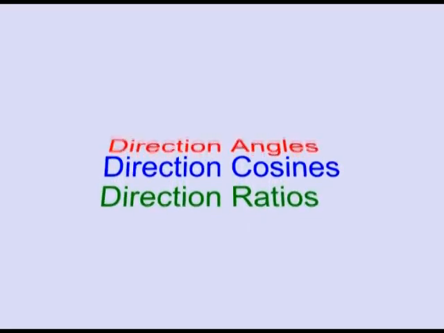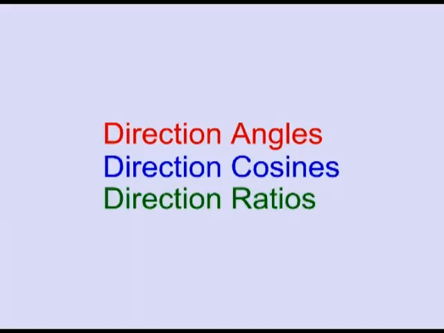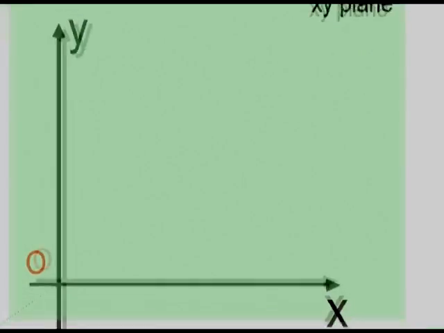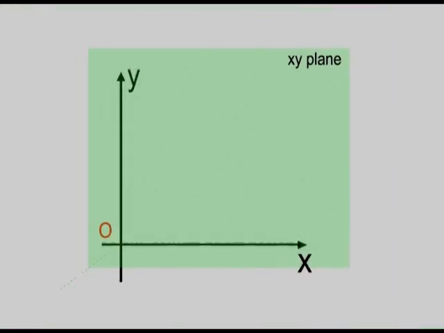In this chapter, we will explain the topics direction angles, direction cosines, and direction ratios. In two-dimensional analytic geometry, you learned about the direction of a line. A line in the xy plane through the origin has a direction angle alpha, which is the angle between the line and the positive direction of the x-axis.